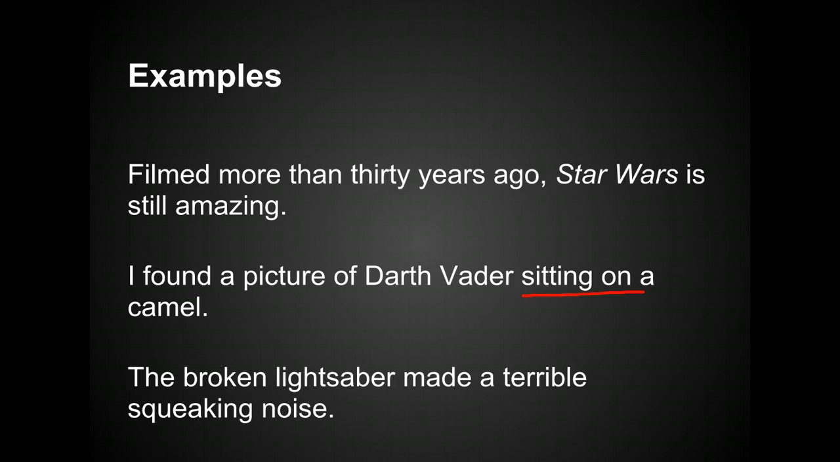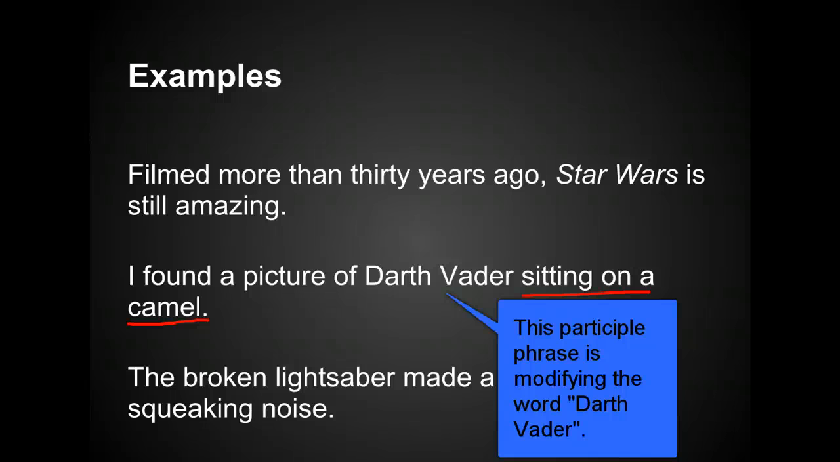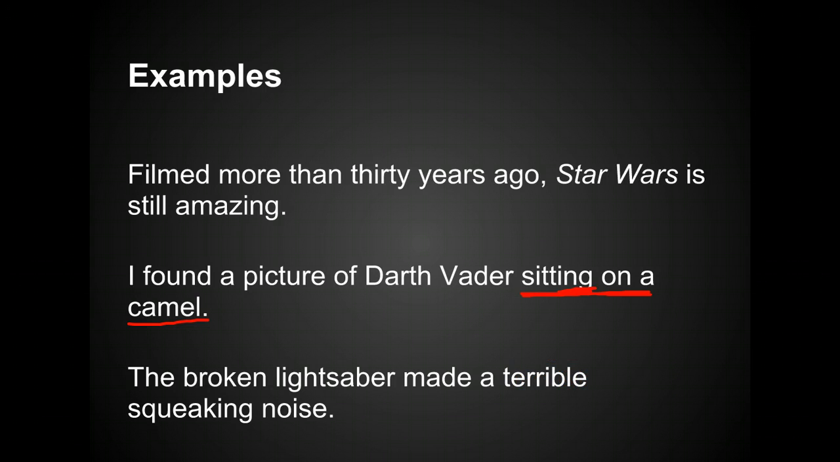Let's underline this one again. Sitting on a camel. So we ask ourselves, can we part with it? Can I take this out? Can I say, I found a picture of Darth Vader? And the answer is yes. Yes, I can, because this, sitting on a camel, is, in fact, a participle phrase. Here's our participle. It ends in ing. That makes this a present participle. The whole phrase is sitting on a camel.